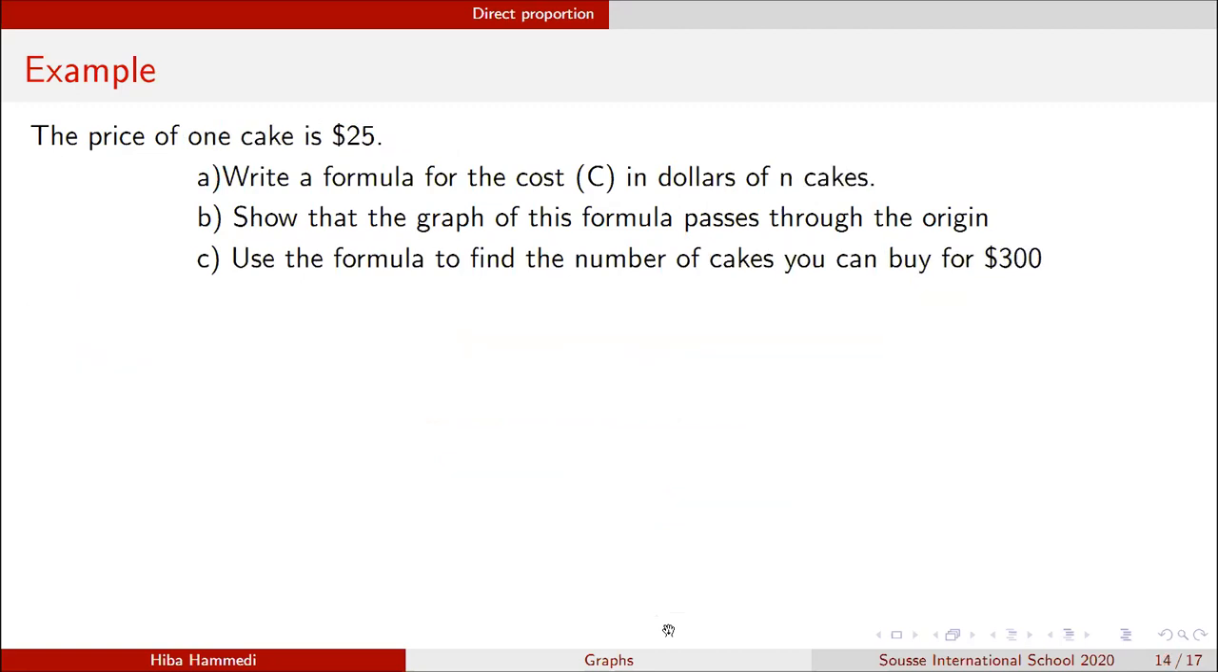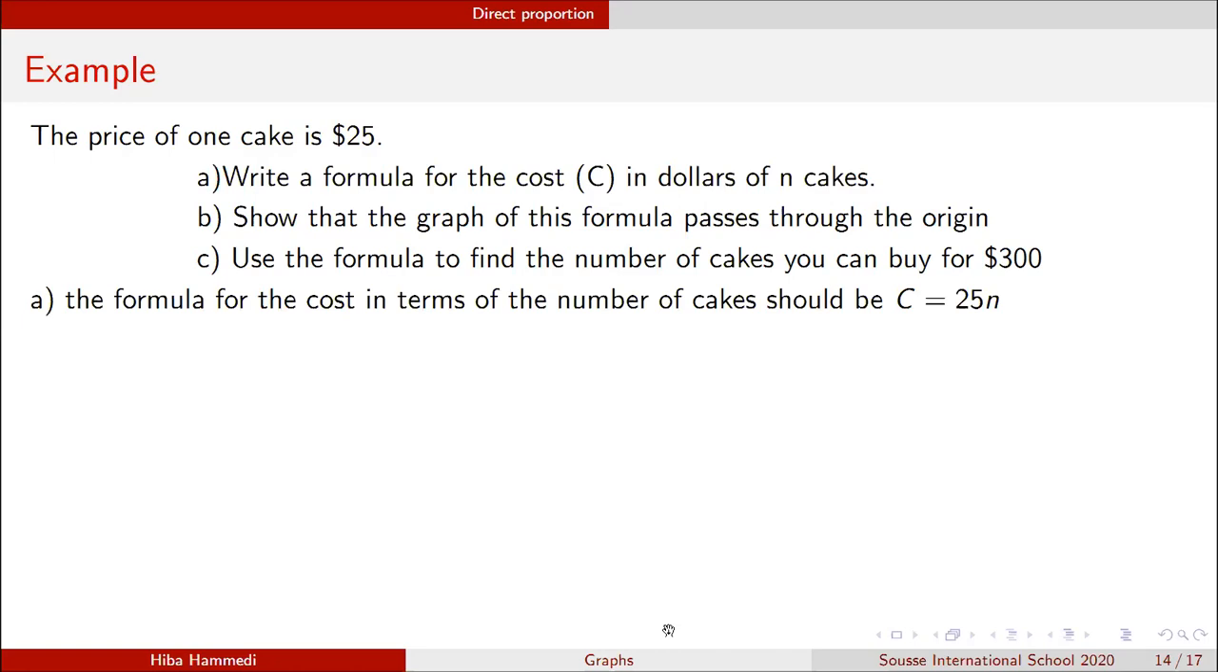Right, let's take another example. Imagine the price of one cake is equal to $25. They ask you to write the formula of the cost in dollars for n cakes, and show that the graph of this formula passes through the origin. And I have to use the formula to find the number of cakes that I can buy with $300.